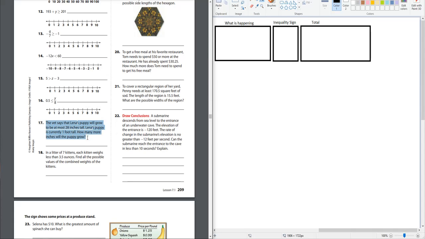The vet says that Lena's puppy will grow to be at most 28 inches tall. Lena's puppy is currently 1 foot tall. How many more inches will the puppy grow? Okay, so right here, Lena's puppy is currently 1 foot tall. It's currently that, but it still has to grow, right? We see here to be at most 28 inches tall. That's just a fact. It is going to be that tall at most, right? There's no ifs, ands, or buts about it. It's 28 inches. It's not going to change. So that's going to be our total.